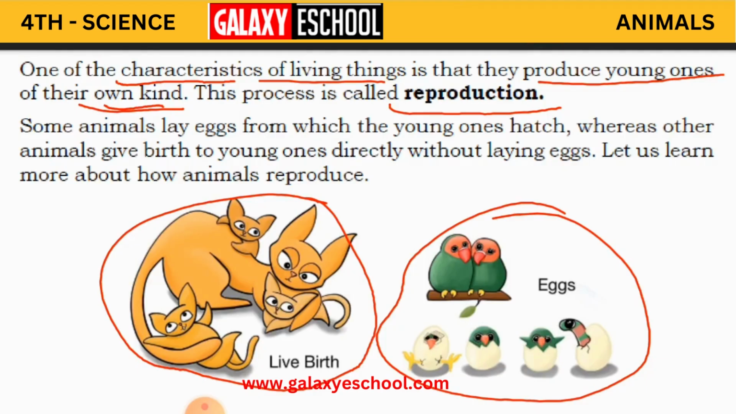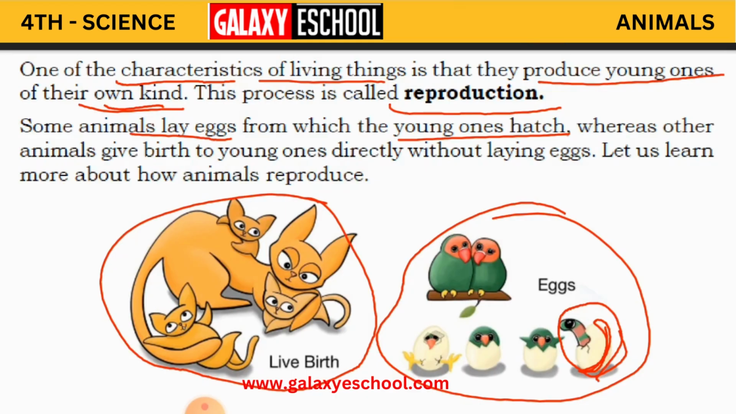Clear, children? And now some animals lay eggs from which the young ones hatch. Hatch means, children, when a baby bird or insect or any other animal is hatched, it comes out of its egg. See, here you can see very clearly, the baby bird is coming out of the egg. How? By breaking the shell. This white part is the shell of the egg. So this baby bird is coming out of this shell by breaking it. This process is called hatching.